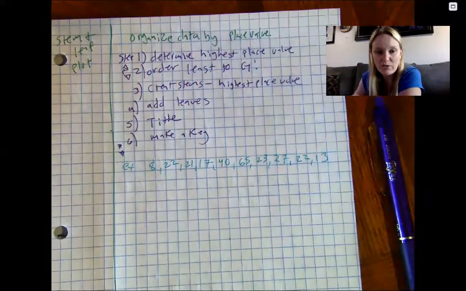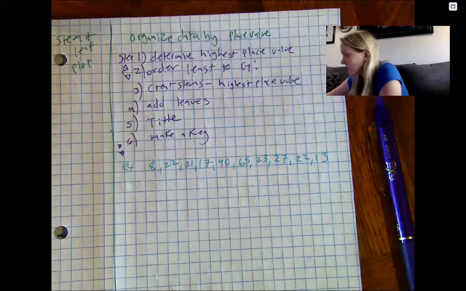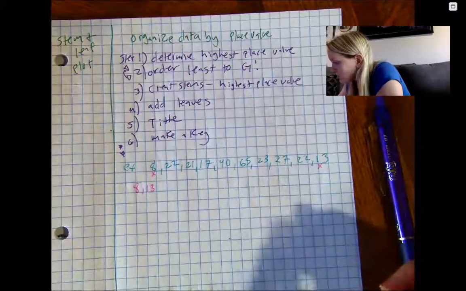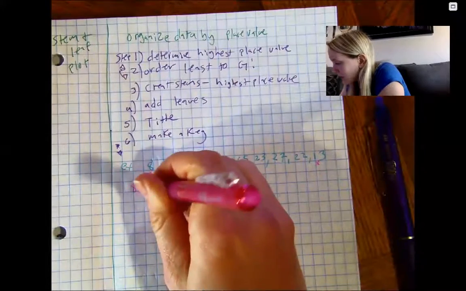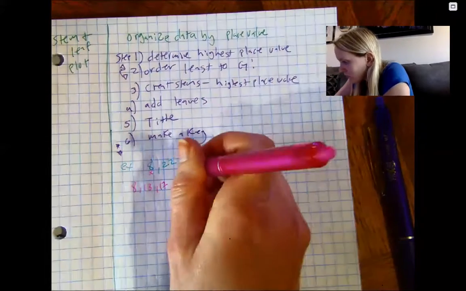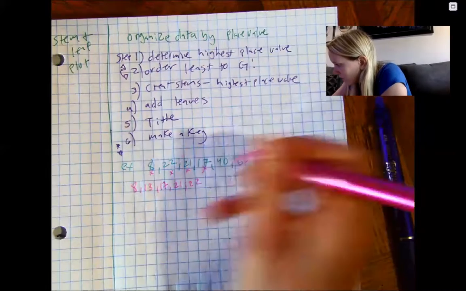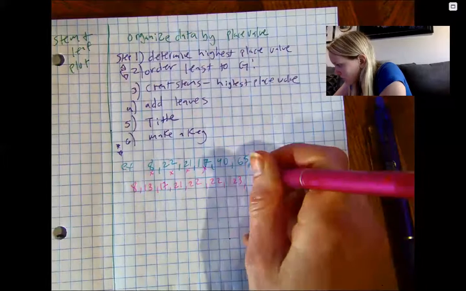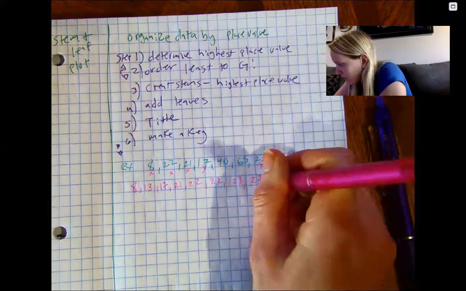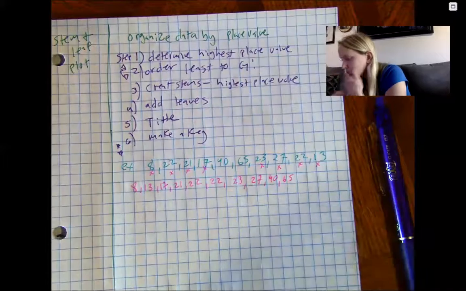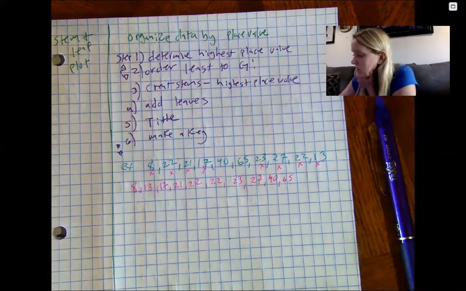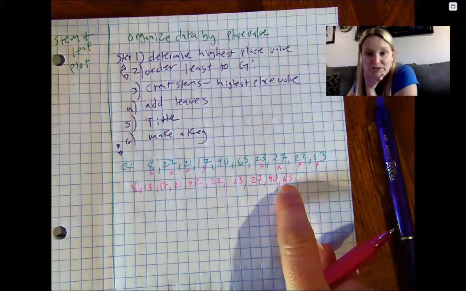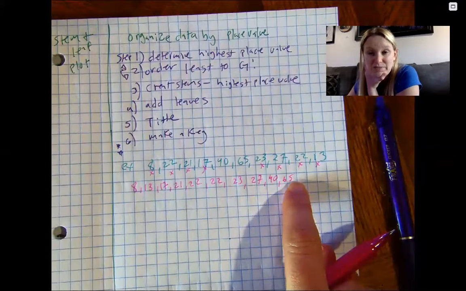So first I'm going to order least to greatest, right? I have an 8-year-old, a 13-year-old, 14, 15, 16, a 17-year-old, 18, 19, 20, 21-year-old, 22-year-old, another 22-year-old, a 23-year-old, 24, 25, 26, 27-year-old, then I have a 40, and then I have a 65. Now I have to determine my highest place value. My biggest number has a tens and a ones. 60 represents 6 tens and 5 represents 5 ones. So my highest place value is the tens.